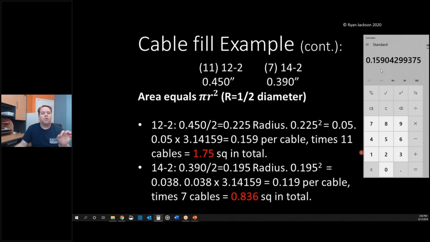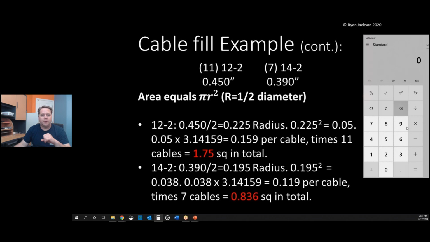So that's for each. We know that we had 11 of these 12-2 cables, so we're going to multiply that by 11, which means our total fill for all of our 12-2s is 1.749. Let's call it 1.75. So that's my area for my 12-2. So I'm going to write that number down, 1.75. But we also need to do our 14-2s.